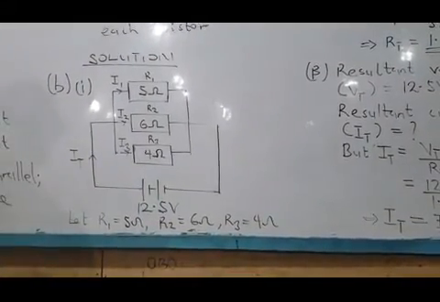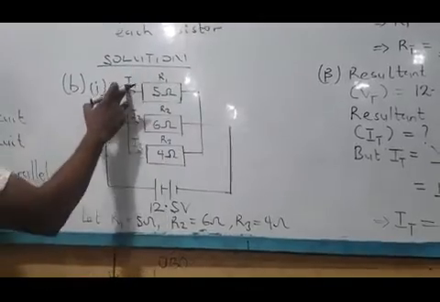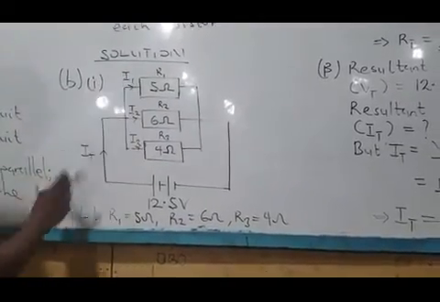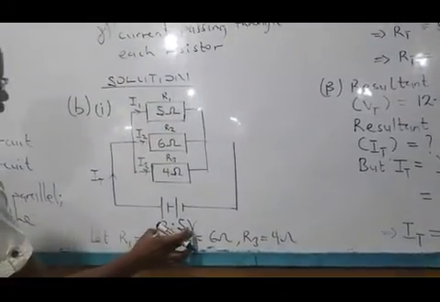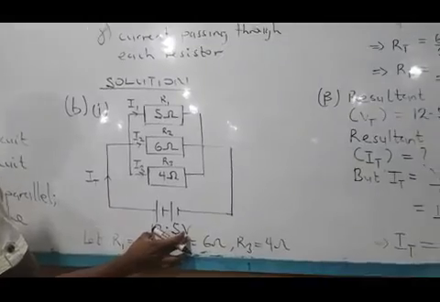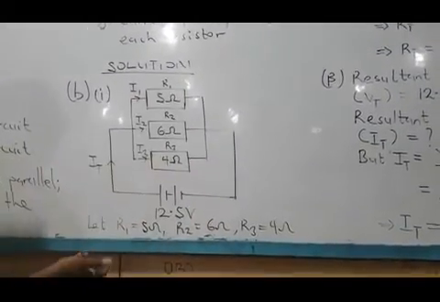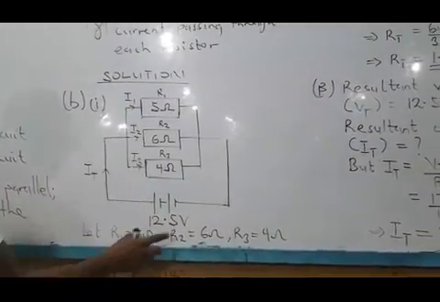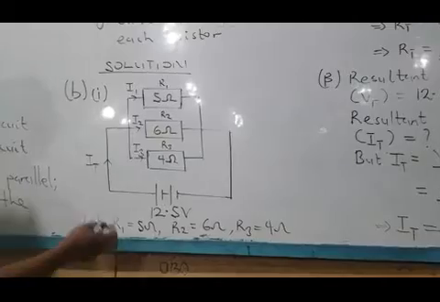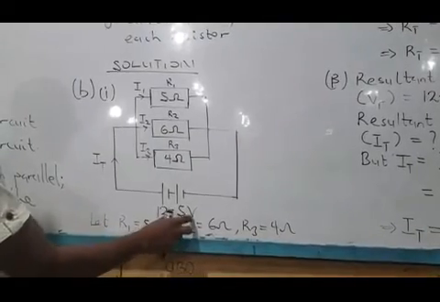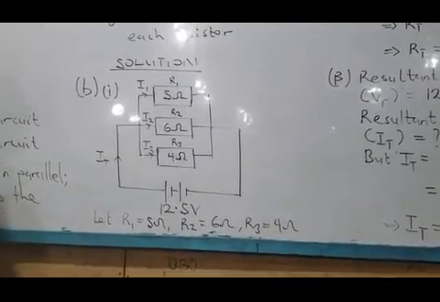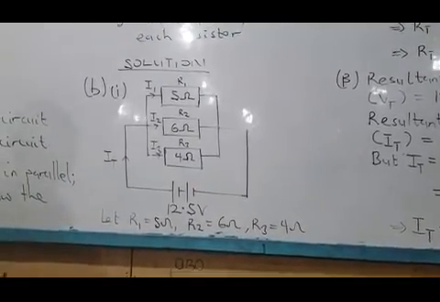So if I want the current flowing through R1, which is I1, my I1 would simply be equal to the total voltage, that's 12.5, divided by R1. I2 will also be equal to 12.5 divided by R2. I3 will be equal to 12.5 divided by R3. And so let's quickly look at that.